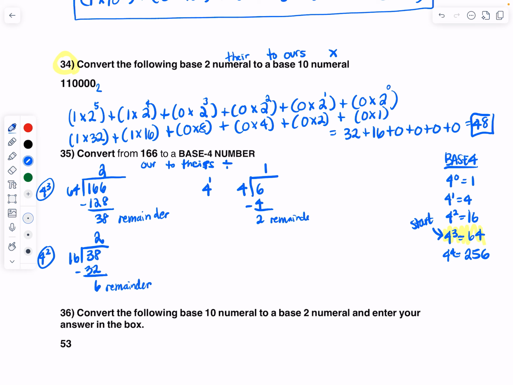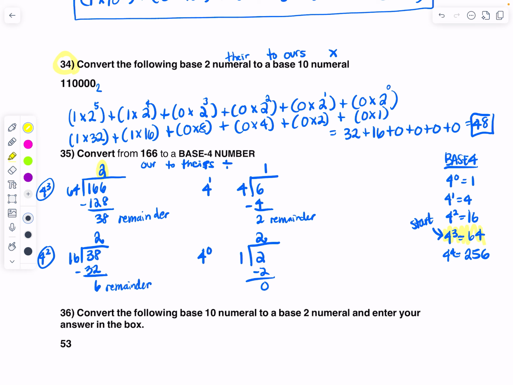Okay, and I'm almost done because once you get down to the 0 power, 4 to the 0, I take the remainder divided by 4 to the 0, which is 1. 1 goes into 2 twice. And now I'm finished. No remainder left. Okay? All right, so my answer, I go in order.